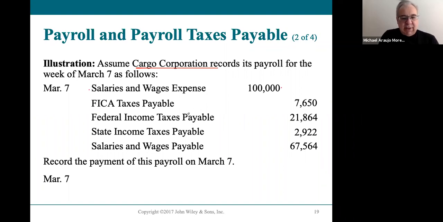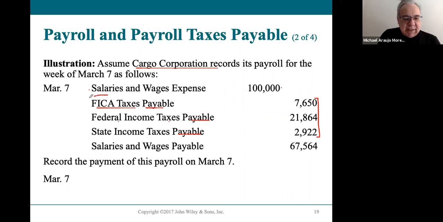However, as you see here, they are going to create several payables. The first payable is for the Social Security and Medicare tax. We call it FICA. They also are setting up a payable for federal income taxes that are withheld and a payable for state income taxes that are withheld. So all of these amounts are separate liabilities.